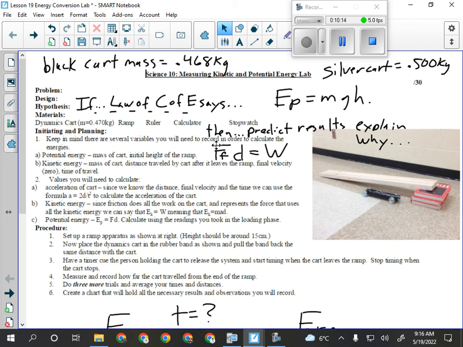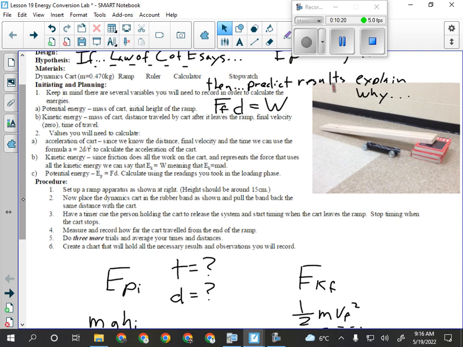Okay, so those are the things we'll need there. We'll need to calculate a couple of things. One of the things we'll have to calculate is acceleration, but we're using a different formula than the one we've used in class. This is the only time you'll need this formula. I'm never going to ask you to use it again on a quiz or a test.